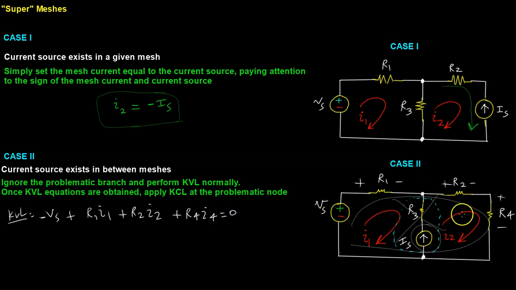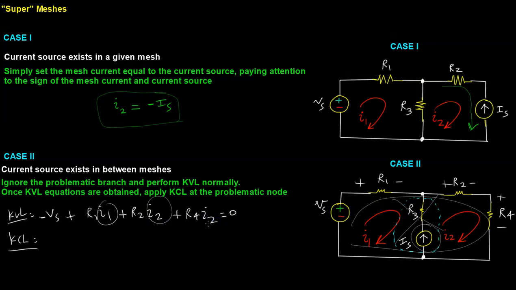Now remember, we need two mesh currents, I1 and I2, so we know we're going to need two equations for two unknowns, I1 and I2. Sorry, I made a mistake here. So R4, let's see, this should be, right, this should be R1 I1, R2 I2, and R4 I2 as well.